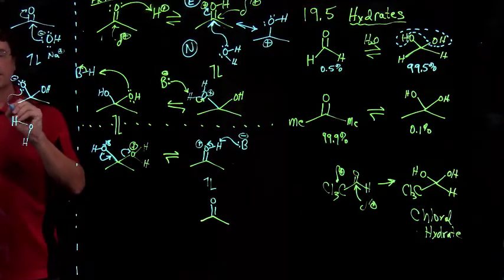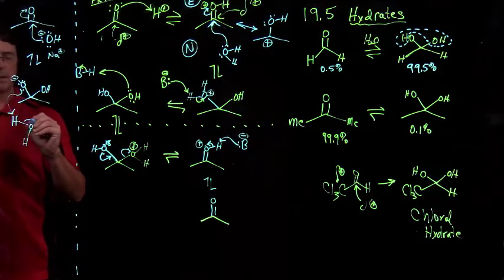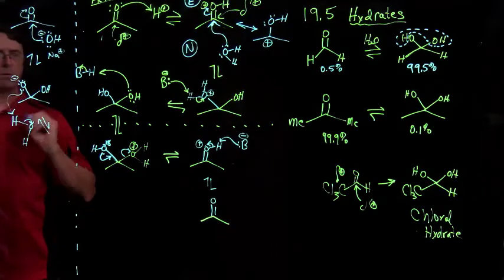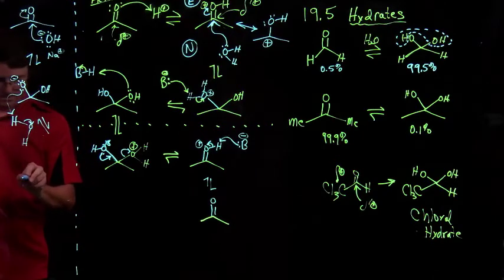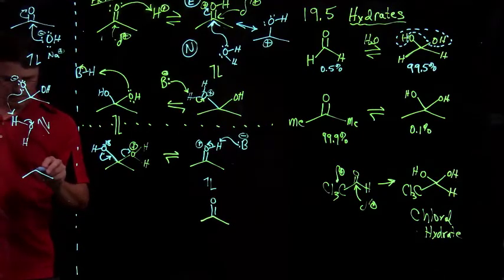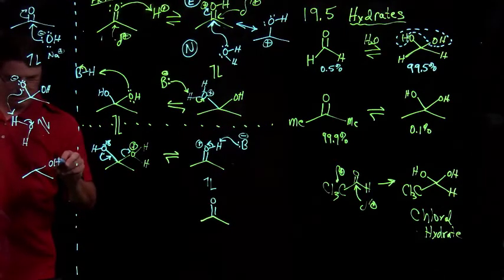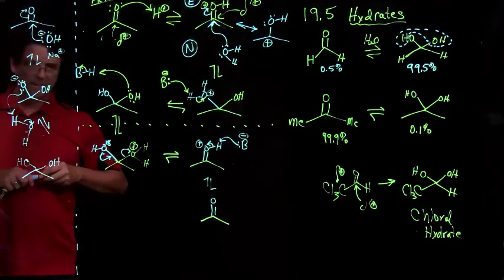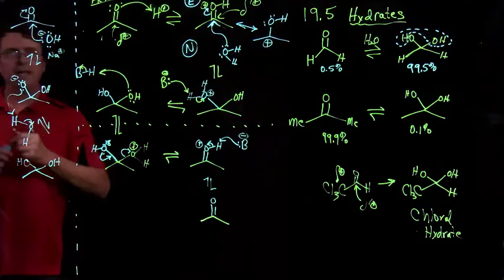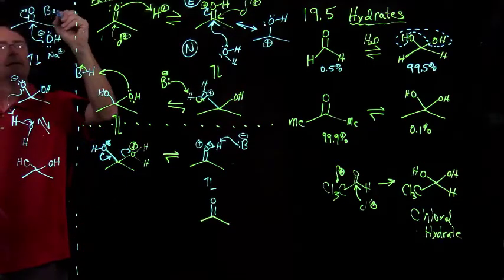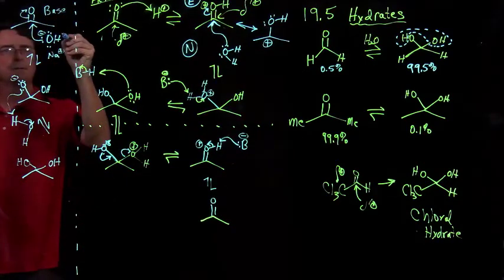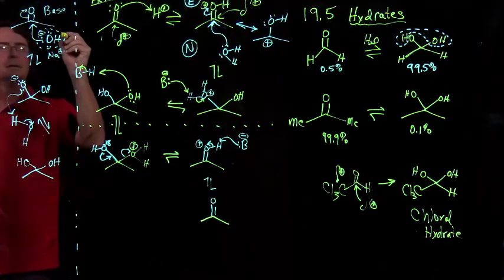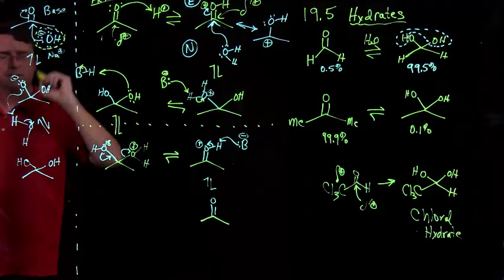And this alkoxide can get protonated. Again, these are all reversible processes, and we have produced the hydrate. So this is acid and base catalyzed. You see I put hydroxide in right there. Let me get a different color. Hydroxide went in right here.